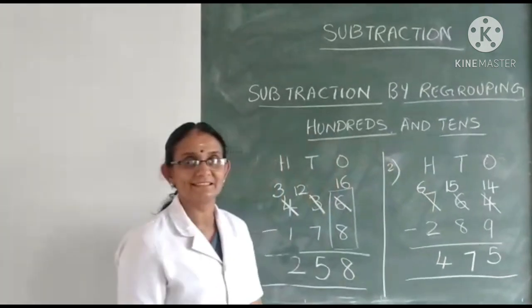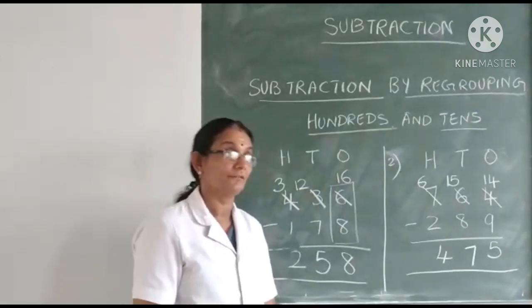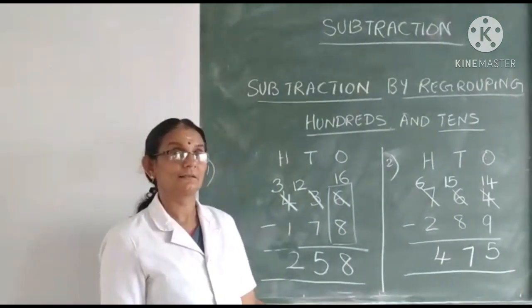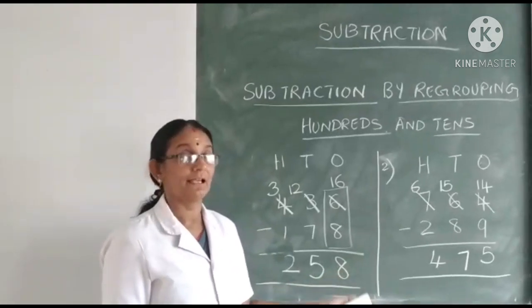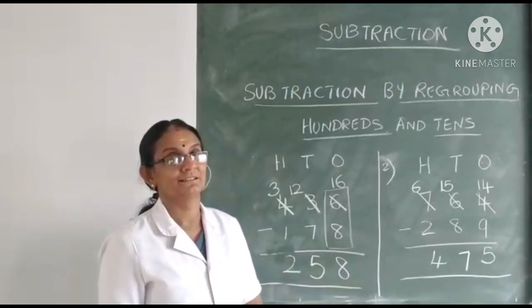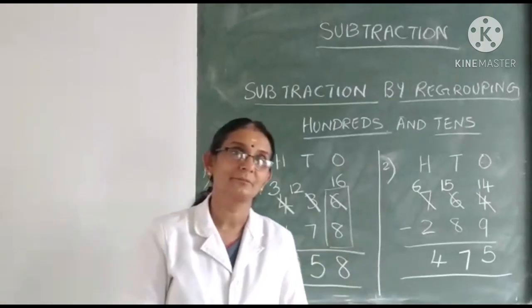So that's easy, isn't it, children? In this way, we have to subtract 3-digit numbers with regrouping of tens and hundreds. So practice more problems, children.